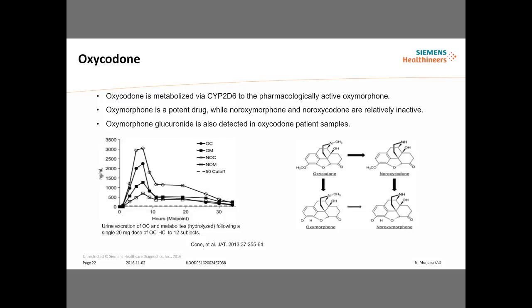So oxycodone can metabolize to noroxycodone, to oxymorphone, and noroxymorphone. Oxymorphone is an active metabolite. However, noroxymorphone and noroxycodone are relatively inactive.